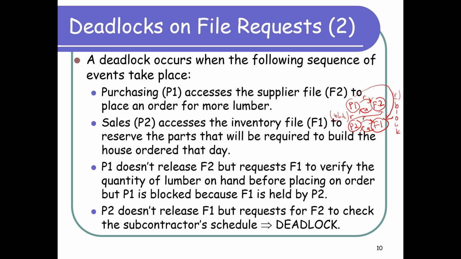So at the moment F2 is serving P1 and F1 is serving P2. At the same time, P1 tries to access F1, but it's blocked because F1 is now serving P2. And at the same time, P2 tries to access F2, but F2 cannot allocate a request to P2 because it is now serving P1.